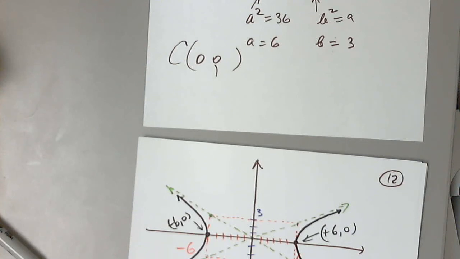Is it just because A is greater than B? They're called co-vertices, yes. Co-vertex 0, 3, co-vertex 0, negative 3. In the case where B is greater than A, it's going to be on the vertical axis, yes. And these will be vertices and these will be co-vertices. Okay. Very good.